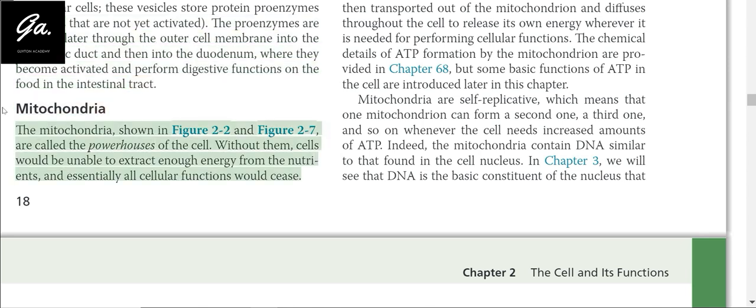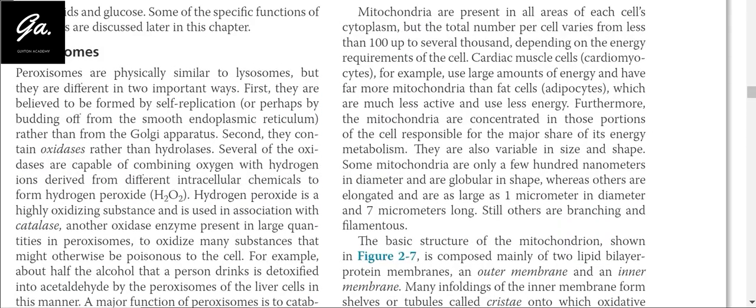Mitochondria. The mitochondria, shown in Figure 2-2 and Figure 2-7, are called the powerhouses of the cell. Without them, cells would be unable to extract enough energy from the nutrients, and essentially all cellular functions would cease. Mitochondria are present in all areas of each cell's cytoplasm, but the total number per cell varies from less than 100 up to several thousand, depending on the energy requirements of the cell.